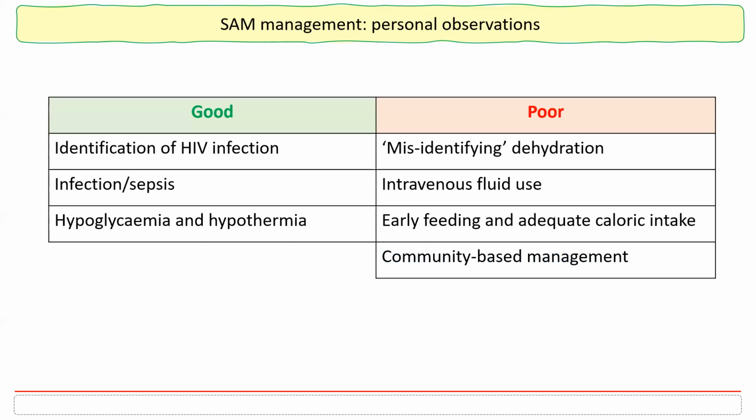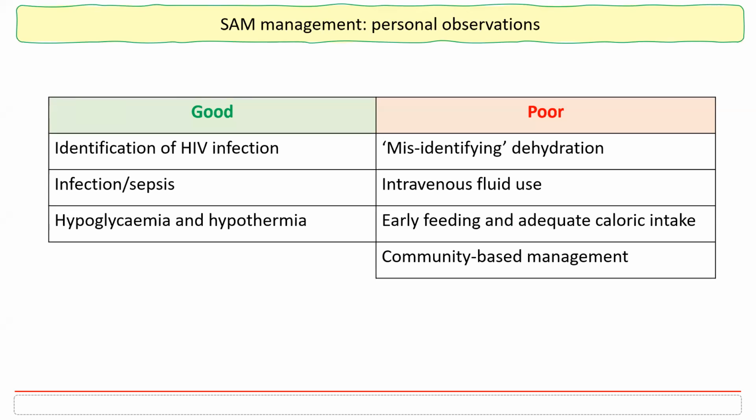So my personal observations regarding the management of SAM is that we do some things well and we do some things poorly. The things that we tend to do well are we're good at identifying and treating HIV infection promptly, and I think that's a very important thing. And we're not bad when it comes to treating infection and or sepsis, as well as dealing with the complications of hypoglycemia and hypothermia. So we do that well.